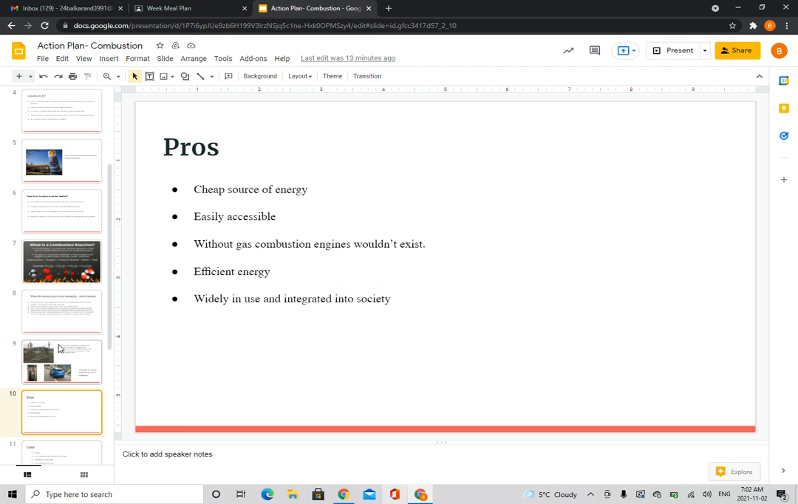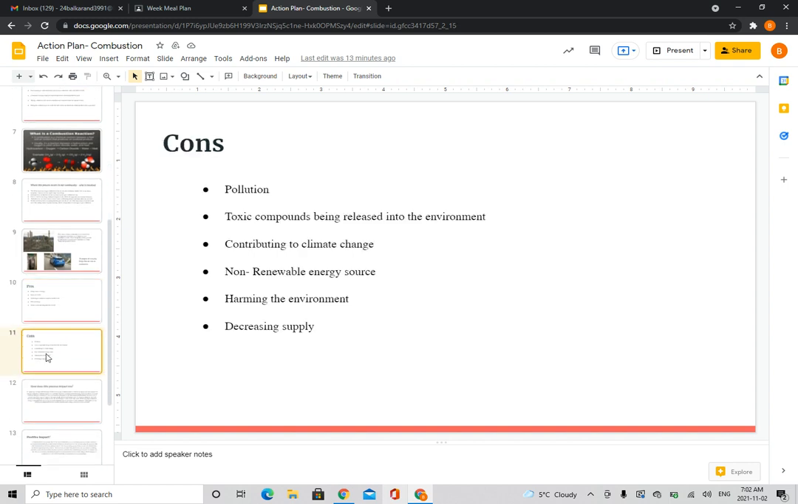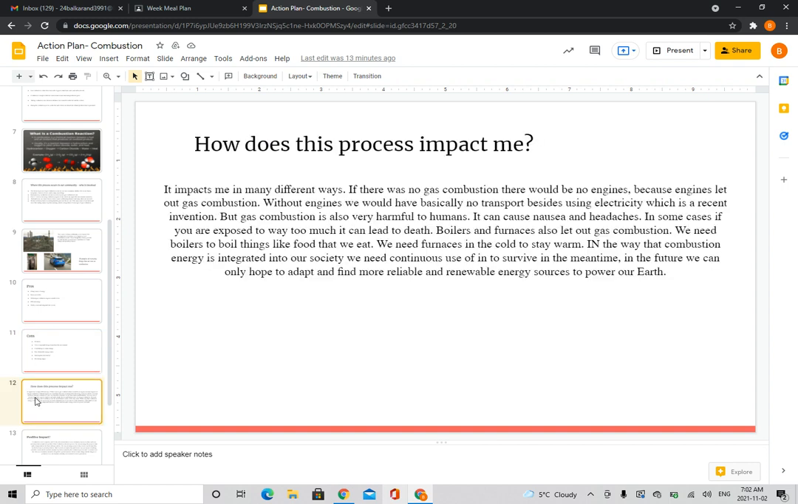Pros: cheap source of energy, easily accessible. Without gas combustion, engines wouldn't exist. Efficient energy, widely in use and integrated into society. Cons: pollution, toxic compounds being released into the environment, contributing to climate change, a non-renewable energy source harming the environment and decreasing the supply.